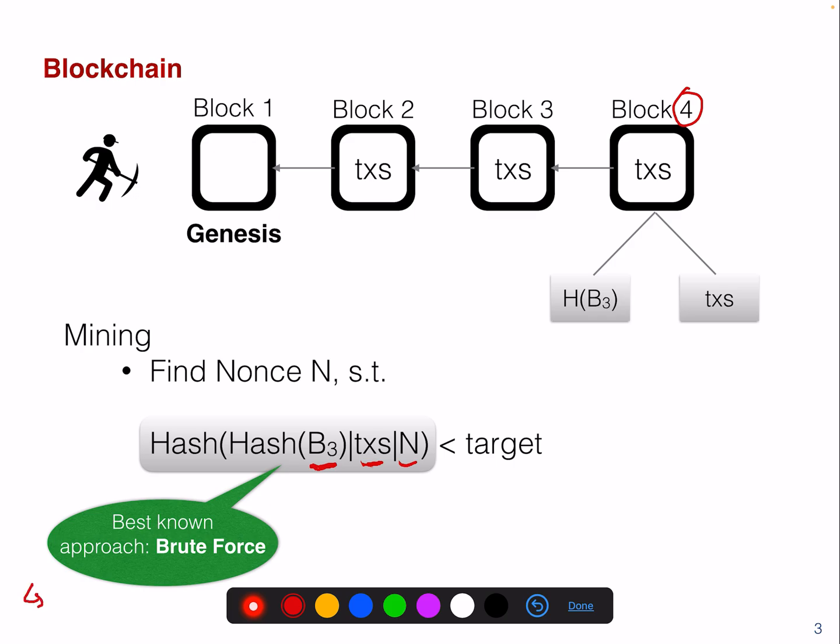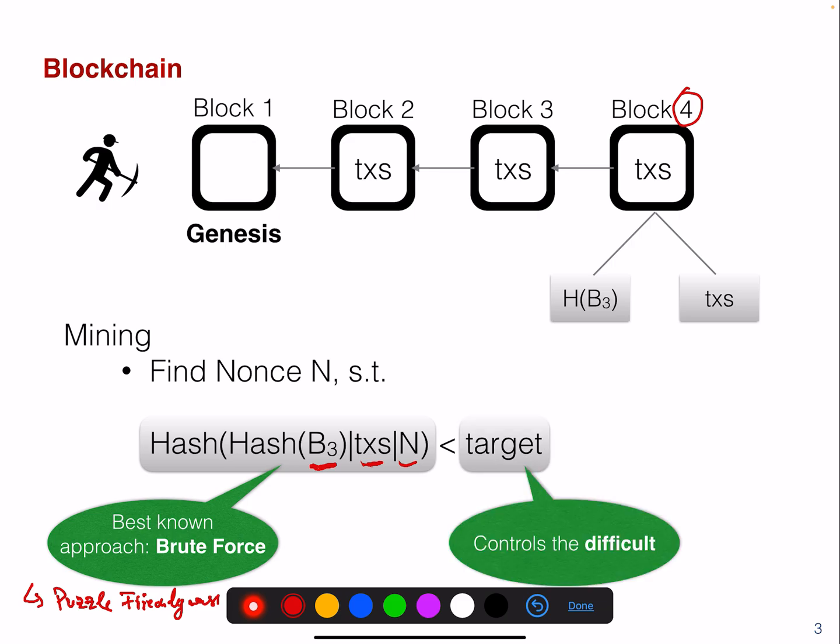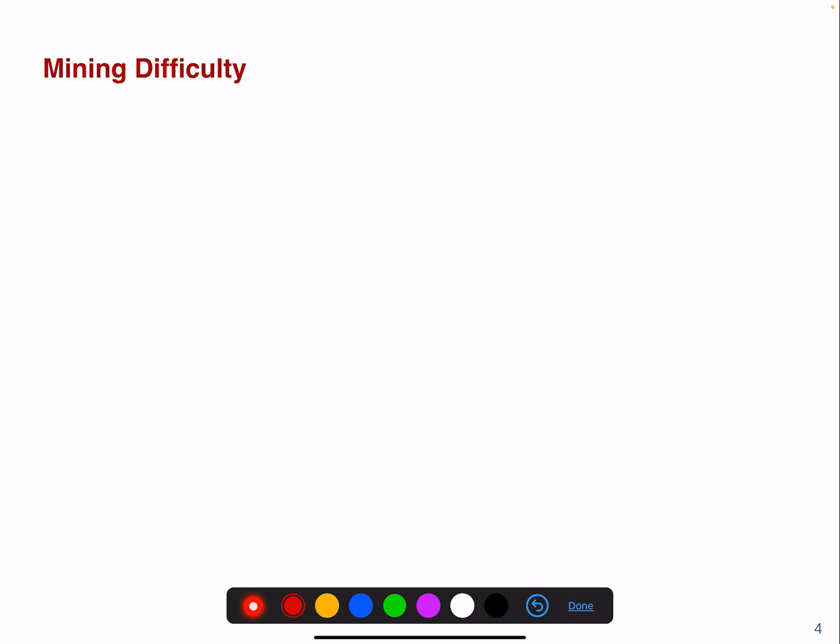The best known approach to perform this hash computation is brute force. You might remember from the first lecture there's this property of hash functions called puzzle friendliness. Because the hash functions being used here are puzzle friendly, the best known approach for solving this problem is brute force in 2 to the power of n iterations, n being the output length of the hash function. The target controls how difficult it is to find a particular block, and we'll be looking at this on the next slide: mining difficulty.